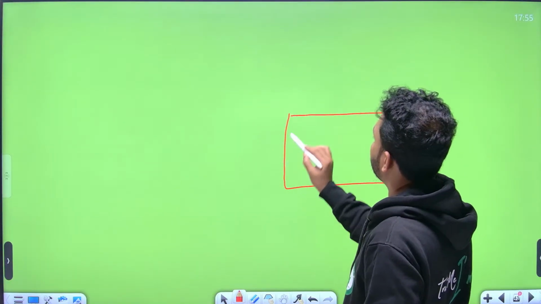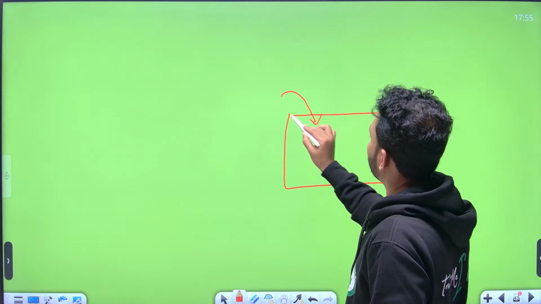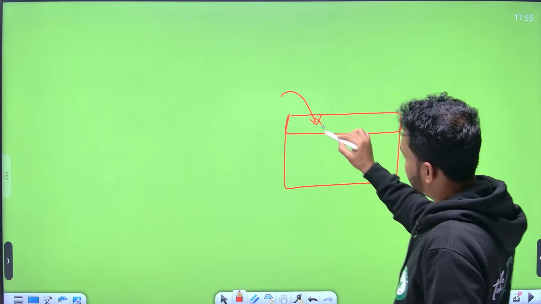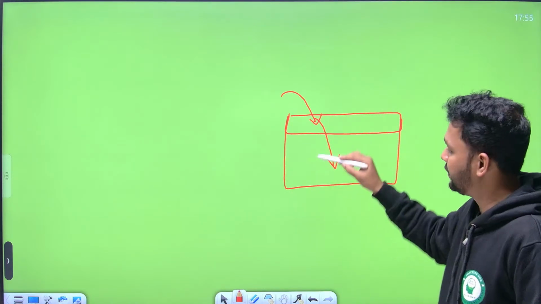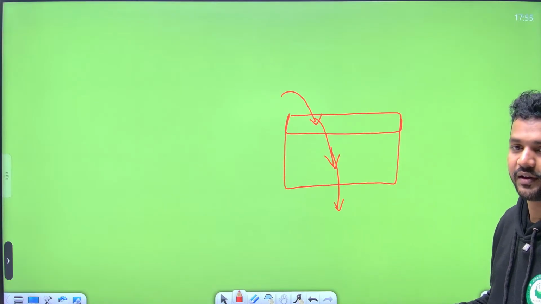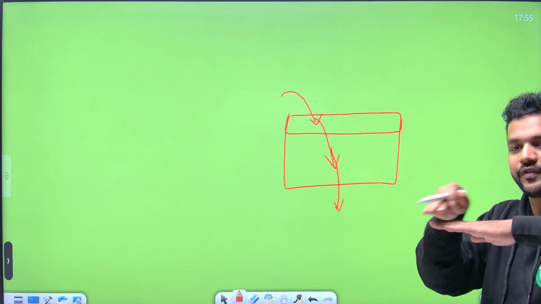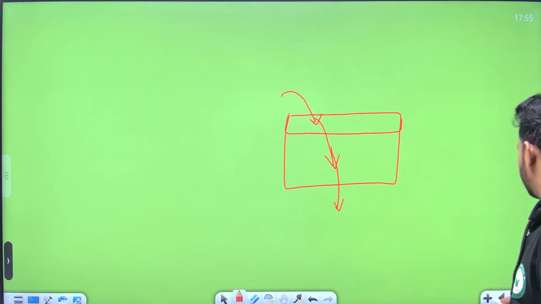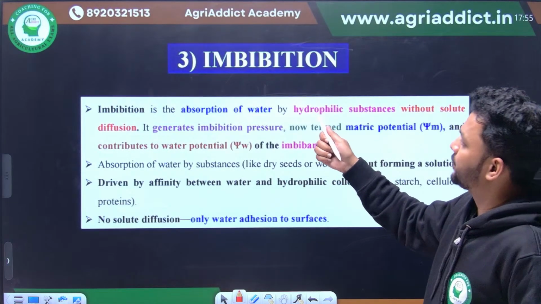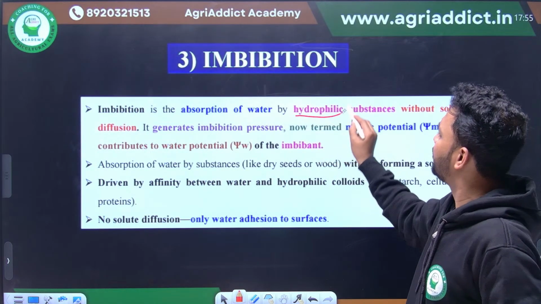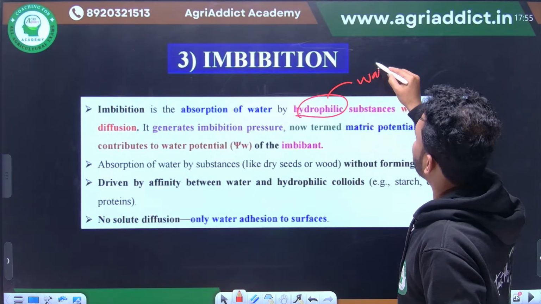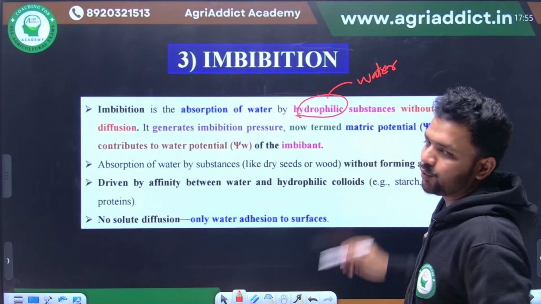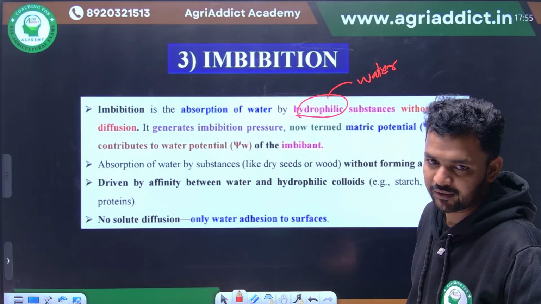Solid particles only absorb on the surface. It will not enter or cross inside the cell. They only absorb on the surface of the cell or the surface of any substance. That is imbibition. Imbibition is the absorption of water by a hydrophilic substance. Hydrophilic means water loving. Only that substance will absorb water which has an affinity for water.